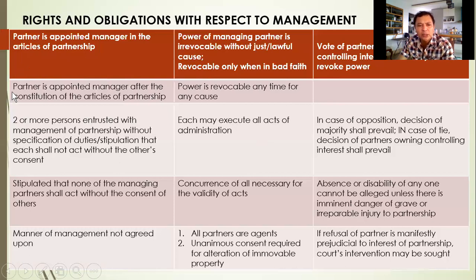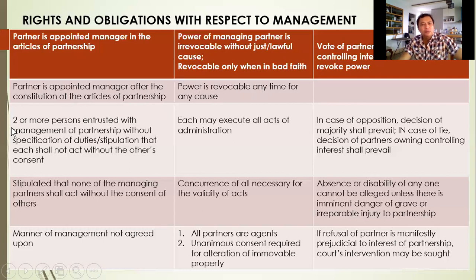The second case is when a partner is appointed manager, but only after the constitution of the articles of partnership. So there is already an articles of partnership, then they appointed a partner. If the name of the managing partner is not stated in the articles, then this power is revocable anytime, even for any cause. Okay, any cause can be revoked.